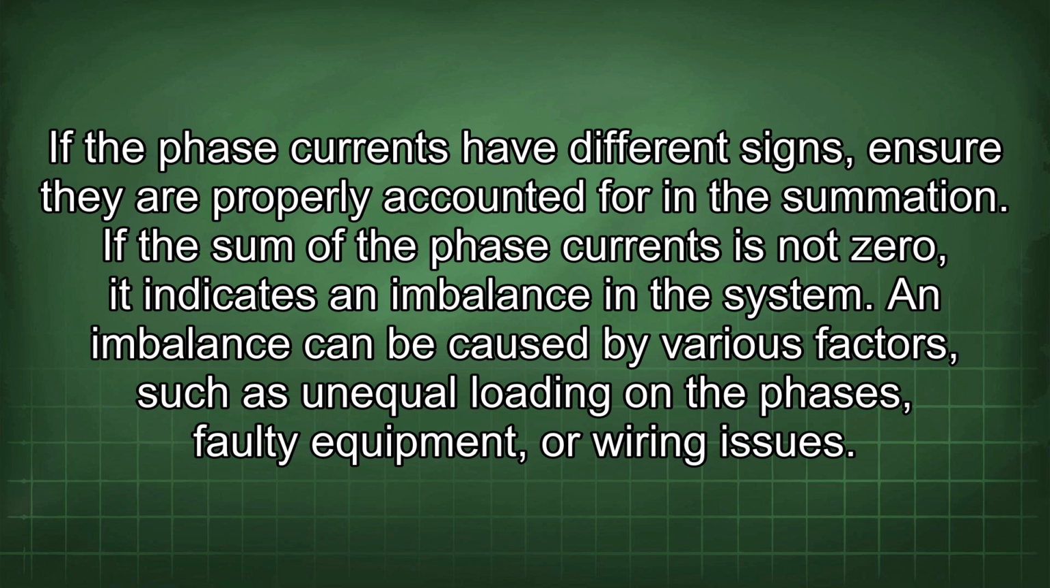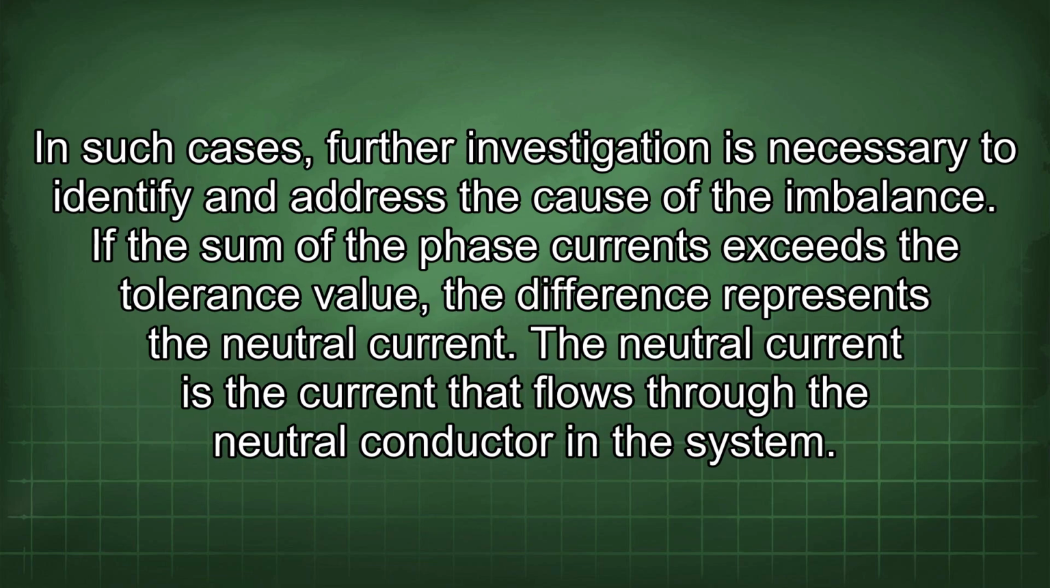If the sum of the phase currents is not zero, it indicates an imbalance in the system. An imbalance can be caused by various factors, such as unequal loading on the phases, faulty equipment, or wiring issues. In such cases, further investigation is necessary to identify and address the cause of the imbalance. If the sum of the phase currents exceeds the tolerance value, the difference represents the neutral current.